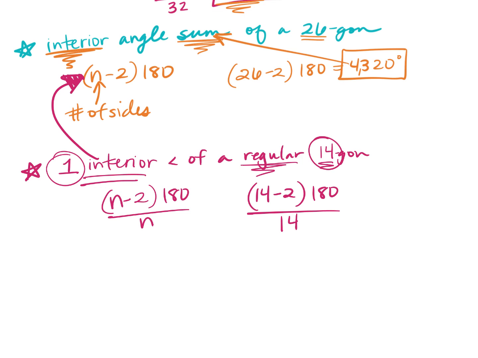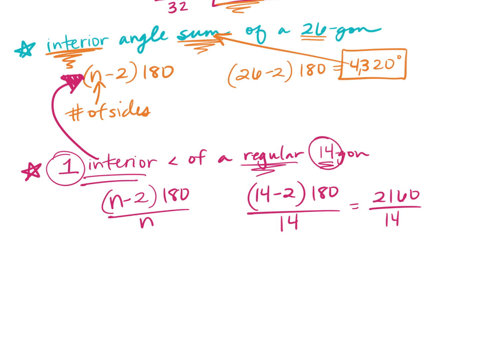Now, when you plug this in, be careful. If you plug it in as you see it, you should be fine. I feel like sometimes people plug this in strangely and don't get the right answer. Remember, we want parentheses first. So 14 minus 2 is 12. 12 times 180, and if I were you, I would just hit enter there. It is 2160. And then divide by 14.